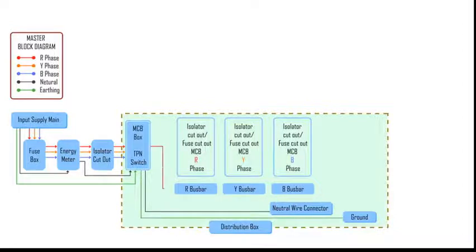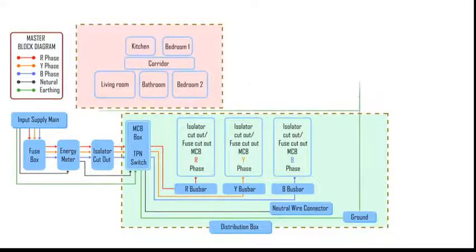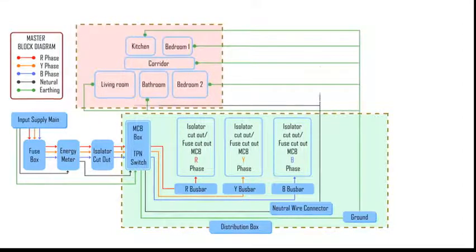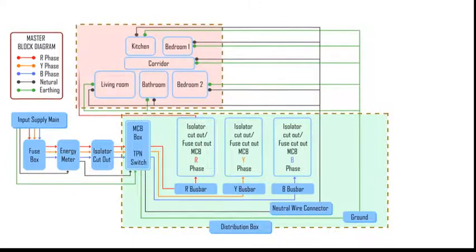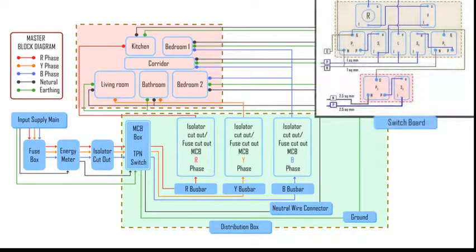Inside the distribution box, the MCB outputs are connected to the MCB switch inputs through these bus bars. The MCB switch outputs will now be connected to the switchboard, which we will see in our next session.